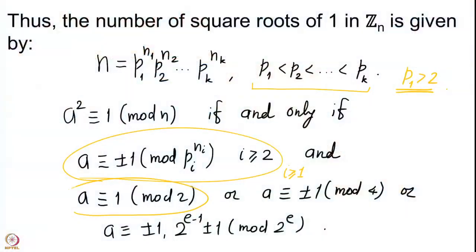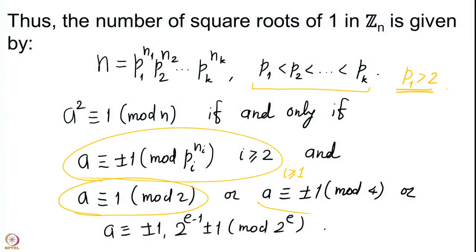So, there are exactly 2 power k solutions when 2 does not divide your number. When 2 divides your number, there are 3 possibilities: 2 divides but 4 does not divide, 4 divides but 8 does not divide, and 8 divides it. So, depending on these 3 cases, we have 3 possibilities once again. When 2 divides but 4 does not divide, then we will be in this case. 2 divides but 4 does not divide. So, we are in this case, and in this case there are no further, there is a single equation.